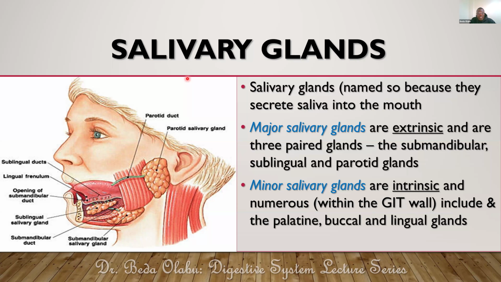The minor salivary glands are the intrinsic salivary glands. They are found within the wall of the oral cavity. So some may be in the palate, some may be in the cheek, some may be in the tongue. And so they go with those names: palatine, buccal, and lingual glands.